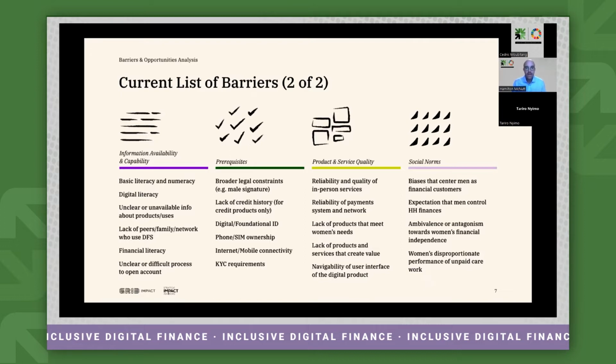Prerequisites, which is a big one. So thinking about things like ID, phone ownership, network connectivity, requirements around accessing an account and opening an account, so know your customer requirements, things of that nature. So looking at the basic building blocks and enablers for access to financial services. Product and service quality, so looking at product design, the lack of products that meet women's needs, the difficulty in navigating an interface of a digital product, things of that nature.